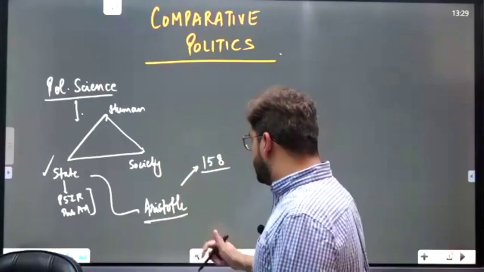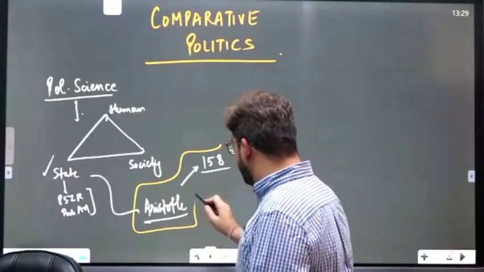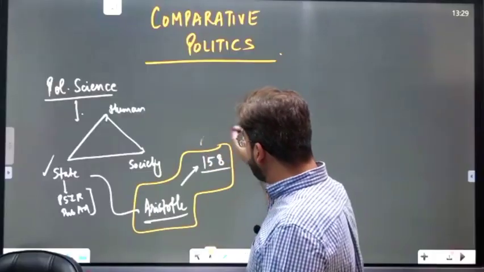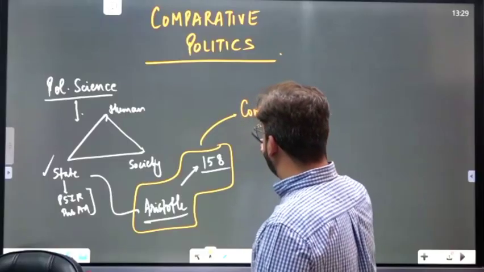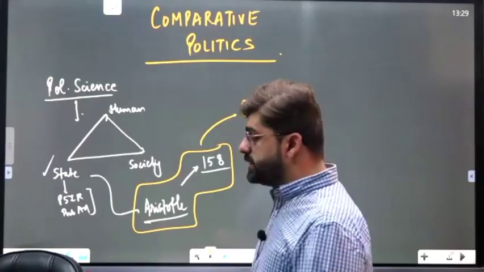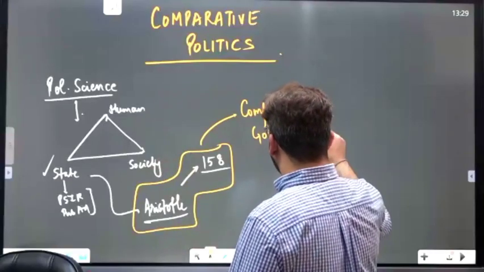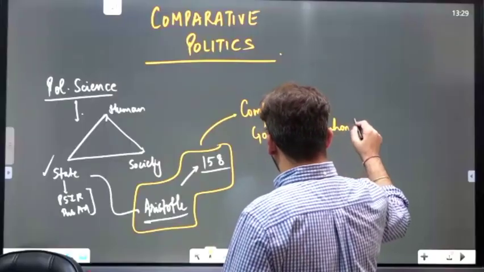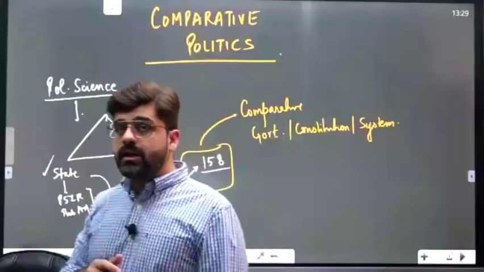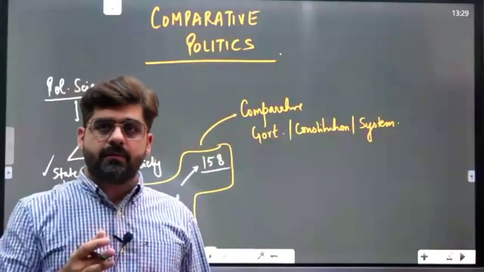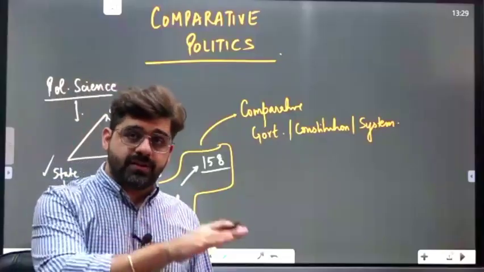When he's analyzing them, at this point of time, what Aristotle is doing is indulging in the study of comparative government. I'm not using the word politics here, I'm using the word government here. Comparative government or comparative constitution or comparative system. So Aristotle, who is the father of political science, is also called the father of comparative politics because he is the one who for the first time is trying to understand which political system is better.